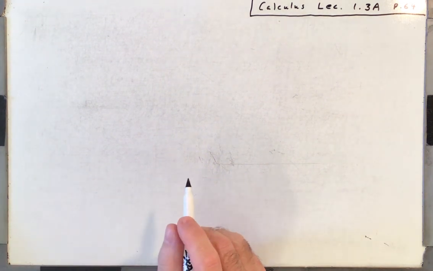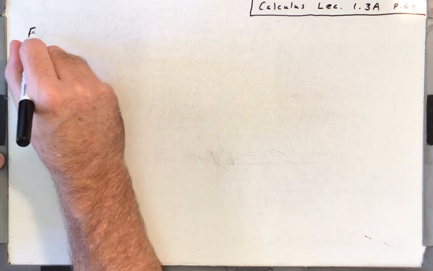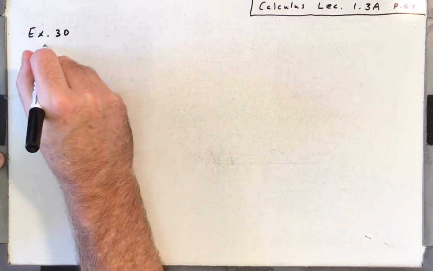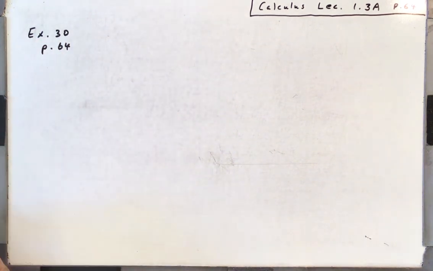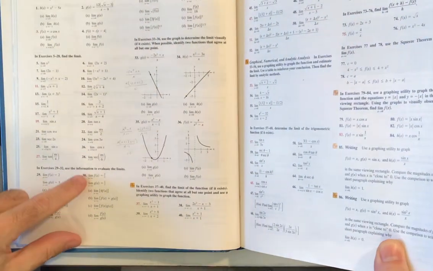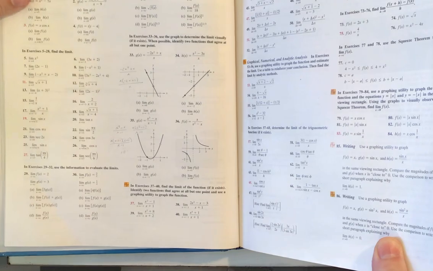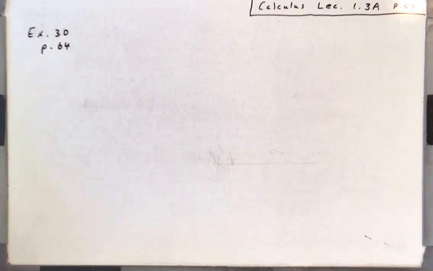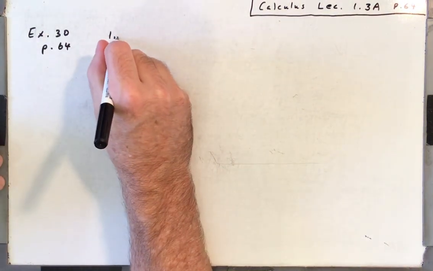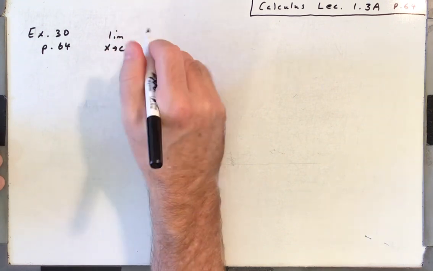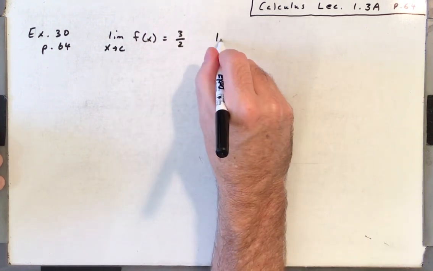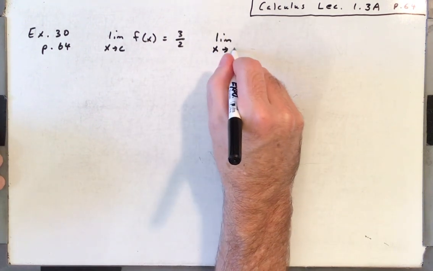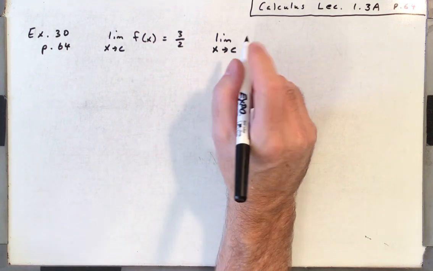Okay, next example is number 30. All right, and that one says, use the information to evaluate the limits. So we have the limit as x approaches c for f of x is equal to 3/2. So I'm going to go ahead and write that down. And then the limit as x approaches c for g of x is 1/2.